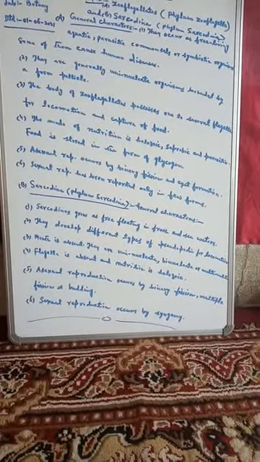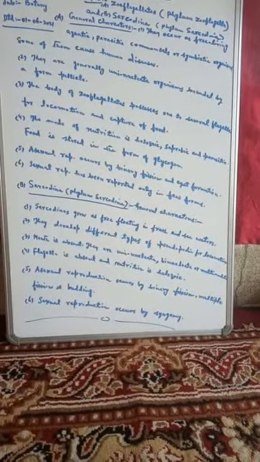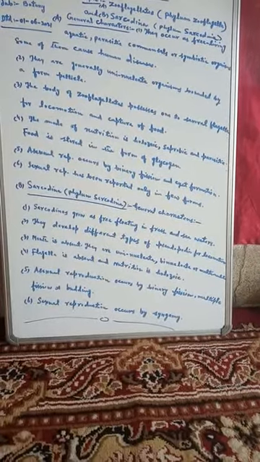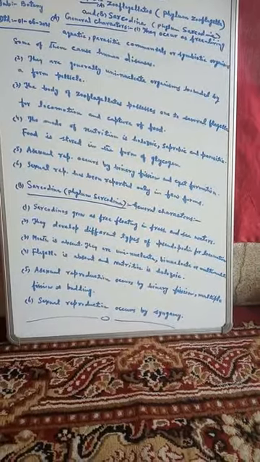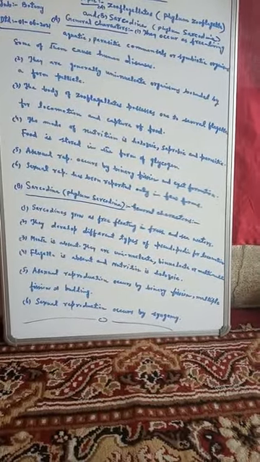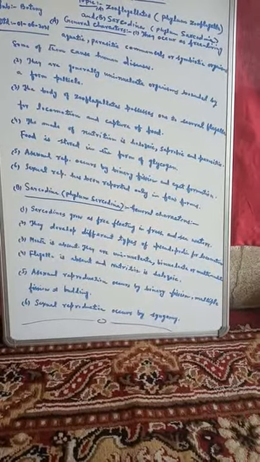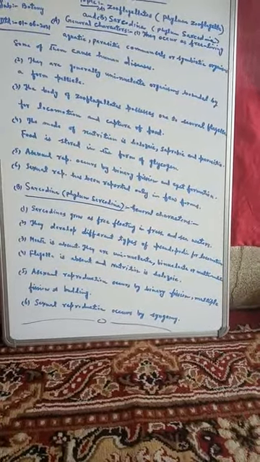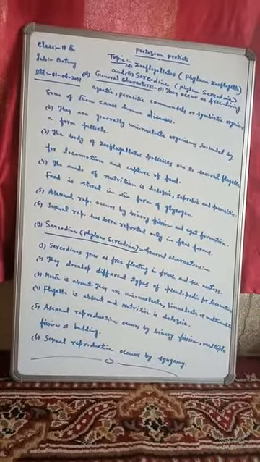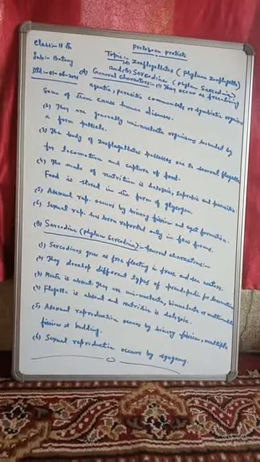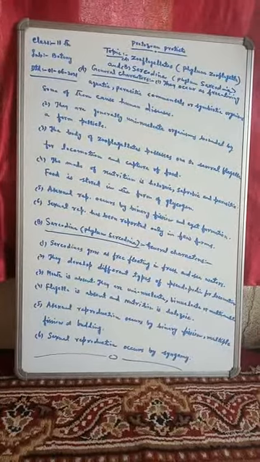Now the reproduction, asexual reproduction occurs by binary fission, multiple fission and budding. So three categories of asexual reproduction are binary fission, multiple fission and budding. The sixth general character is the sexual reproduction. This sexual reproduction occurs by syngamy. So this was all about these two groups of protozoan protists, Zooflagellates and Sarcodina.